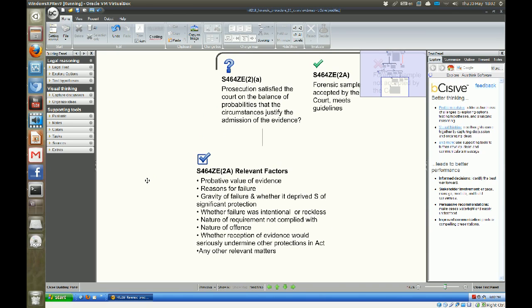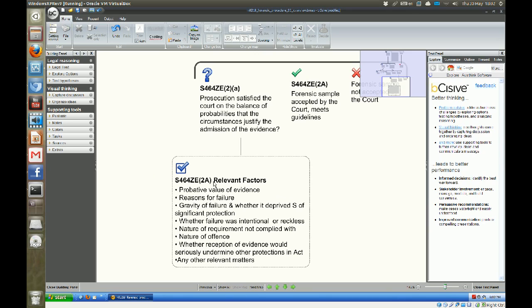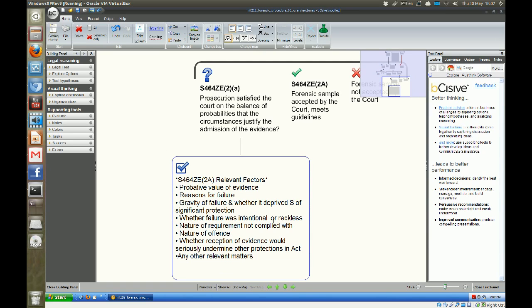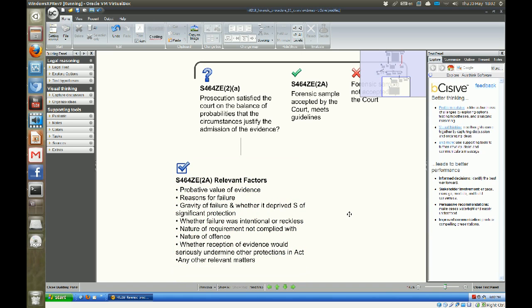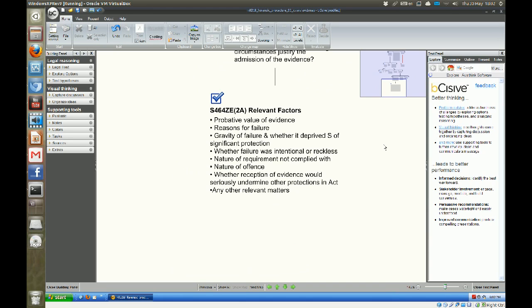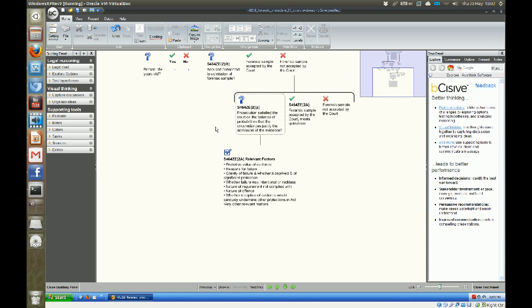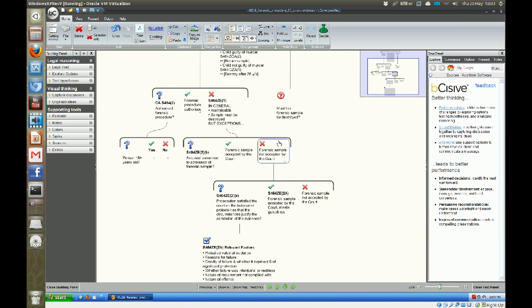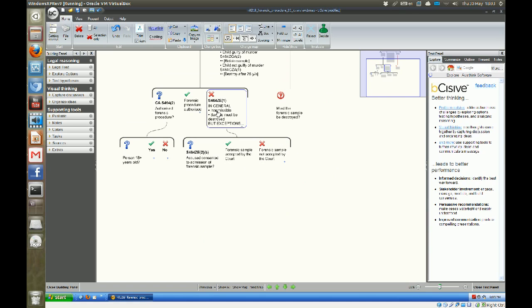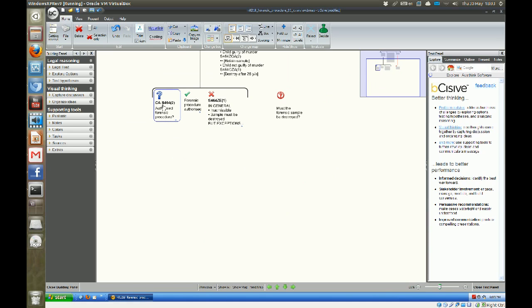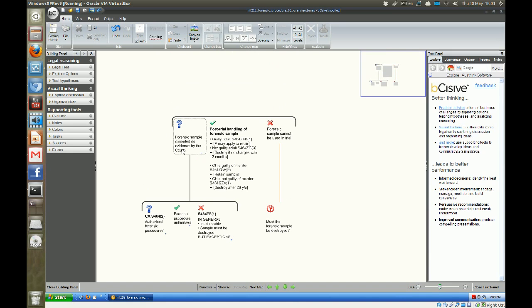So, as you can well imagine, there would be quite a lot of work for the prosecution to do if it was trying to get technically inadmissible evidence to be admitted, but there is a provision for such a case in the Crimes Act, section 464ZE subsection 2A. Okay, so let's say that all things considered, we've got a forensic sample. It was accepted as evidence by the court.